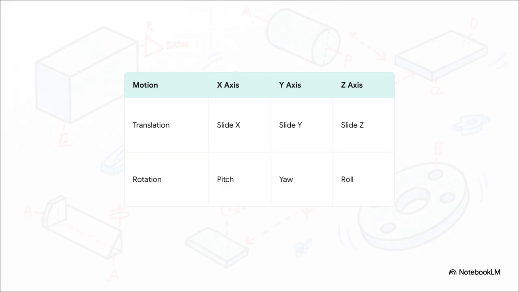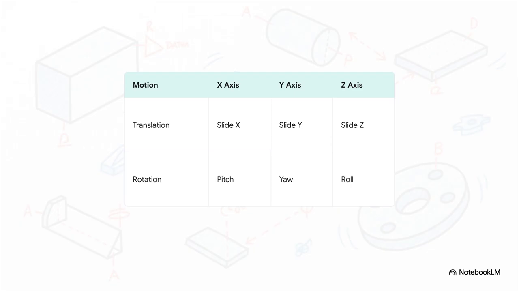First off, you've got 3 translations, meaning the part can slide back and forth along the x-axis, the y-axis, and the z-axis. But on top of that, you have 3 rotations, right? The part can pitch, yaw, and roll around those exact same 3 axes. Just imagine the front of the part tipping up and down for pitch, turning side to side for yaw, and tilting over for roll.